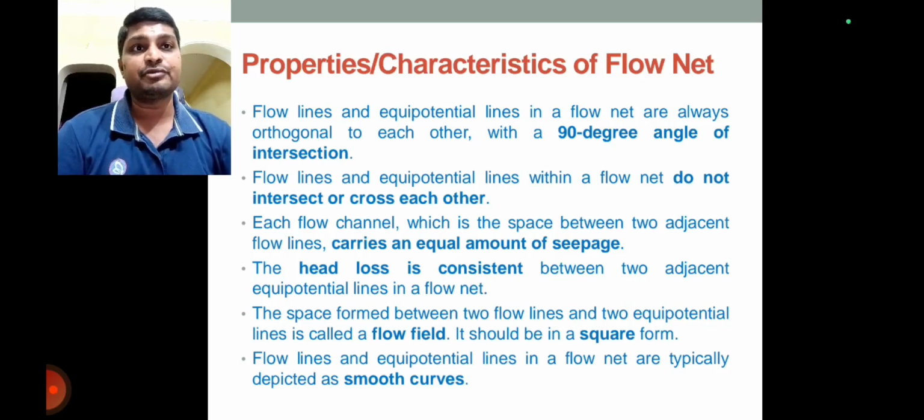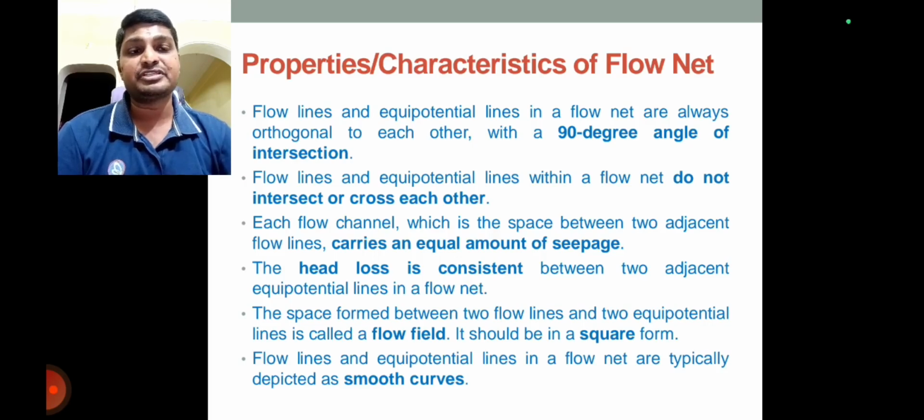The flow lines and equipotential lines within a flow net do not intersect each other. That means flow lines cannot intersect each other, and equipotential lines cannot intersect each other. Each flow channel, which is the space between two adjacent flow lines, is called a flow field.